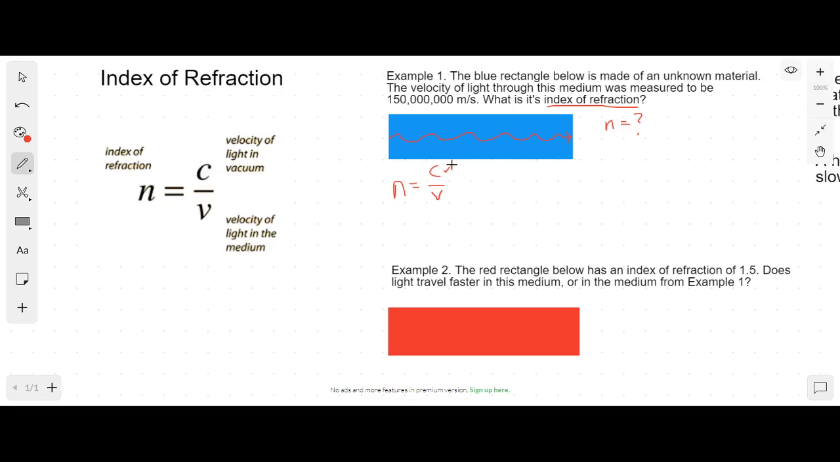Now we know the value of c. It's always going to be 300 million. The question also gives us the value of v. And what we need to find out is n. So we're going to put in the numbers and just do a little bit of math.